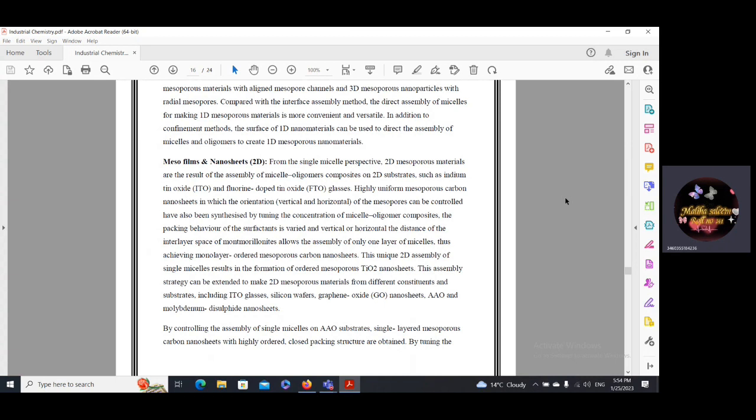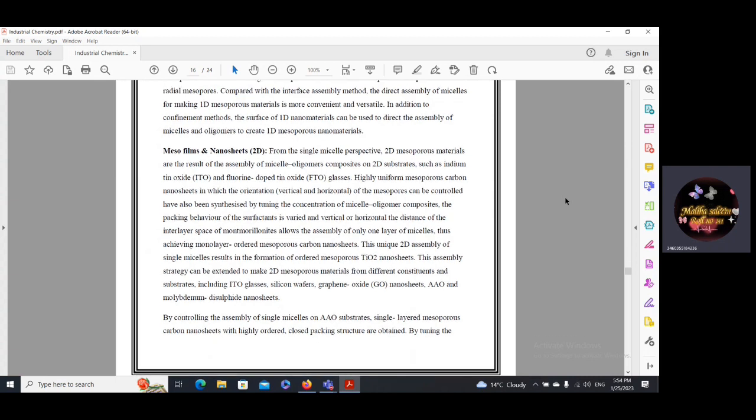Two-dimensional mesoporous materials are the result of the assembly of micelle oligomer composites on 2D substrates such as indium tin oxide and fluorine-doped tin oxide glasses. Highly uniform mesoporous carbon nanosheets in which the orientation of the mesopores can be controlled have also been synthesized by tuning the concentration of micelle oligomer composites. The packing behavior of the surfactants is varied, vertical or horizontal. The distance of the interlayer space allows the assembly of only one layer of micelles, thus achieving monolayer ordered mesoporous carbon nanosheets.